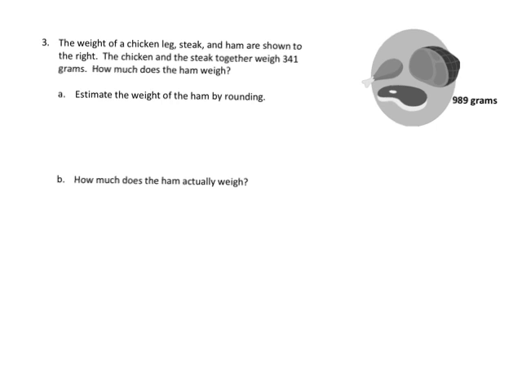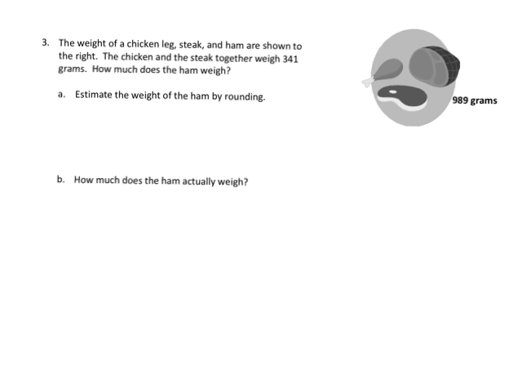Okay, so we know we're going to subtract, and we're going to take that 989 and subtract 341, and let's round to the nearest 100. So rounding to the nearest 100, 989 rounds up to 1,000. 341 rounds down to 300, so we get approximately 700 grams as our estimation.